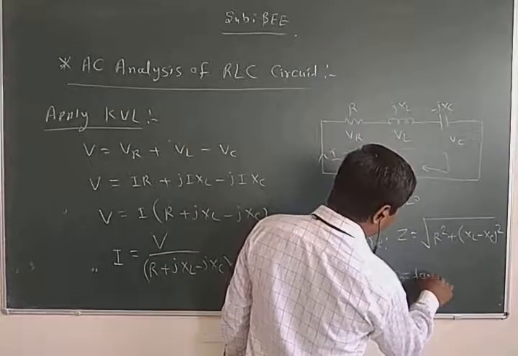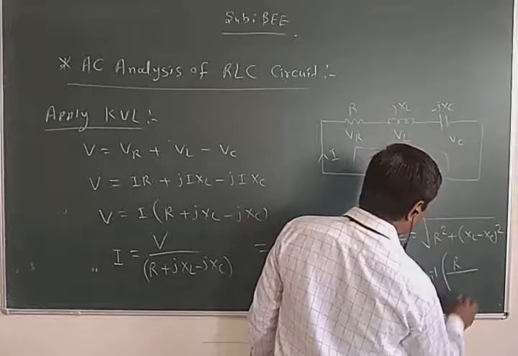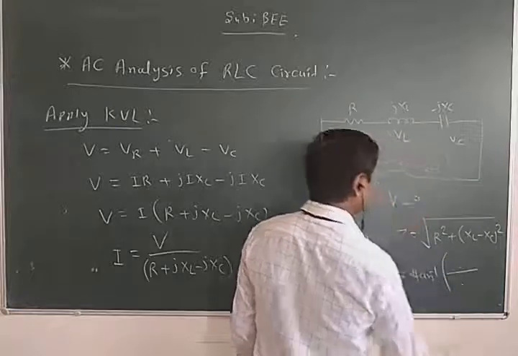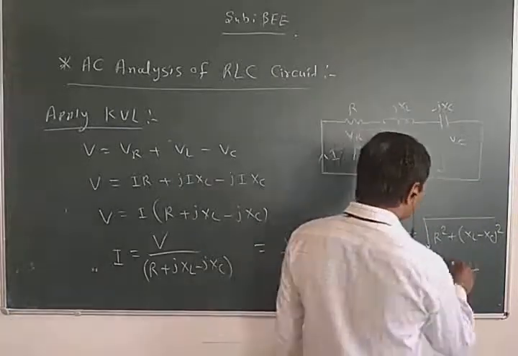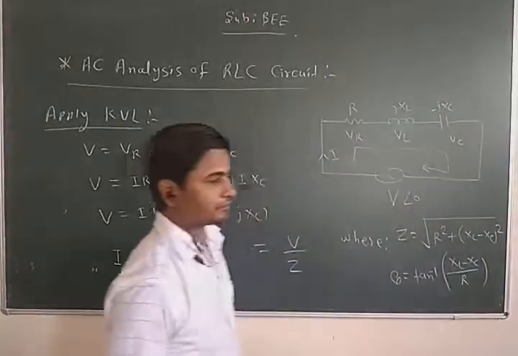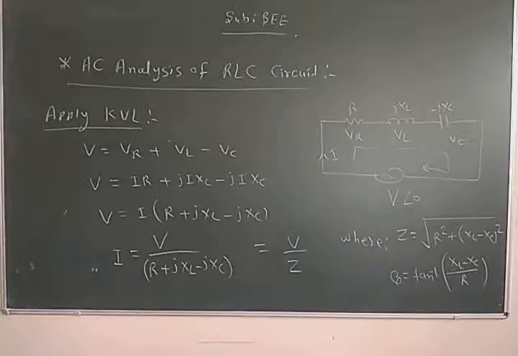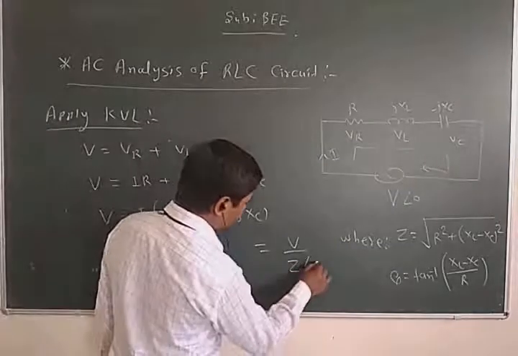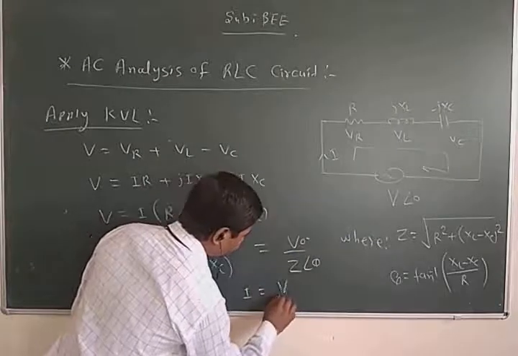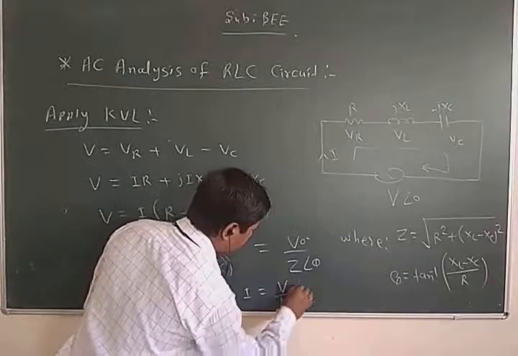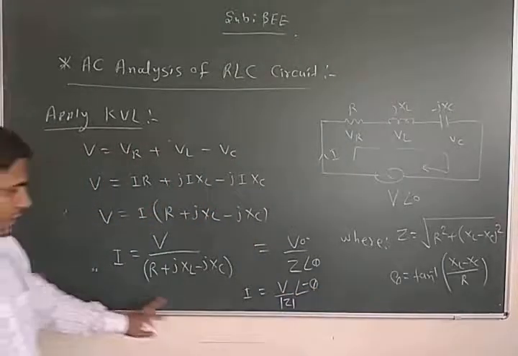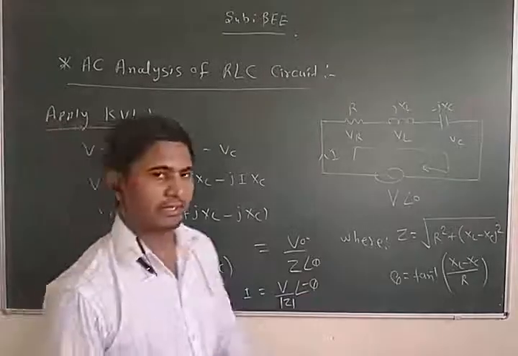and theta in polar form is tan inverse of (XL minus XC) upon R. So in this way we can represent theta by angle 0 degree. So I is equal to V by mod of Z and by angle minus theta. So current in the circuit is V upon Z by angle minus theta.